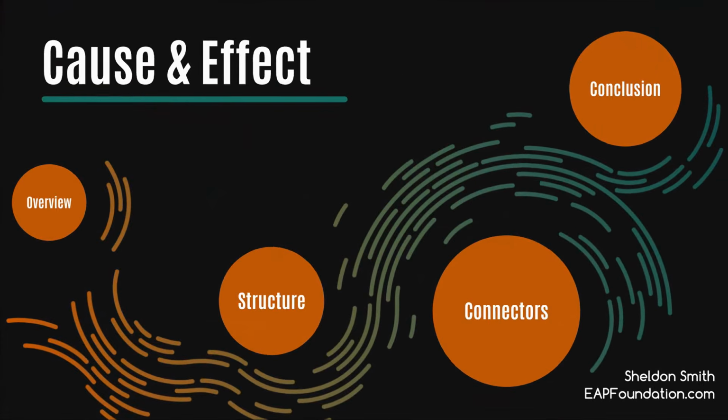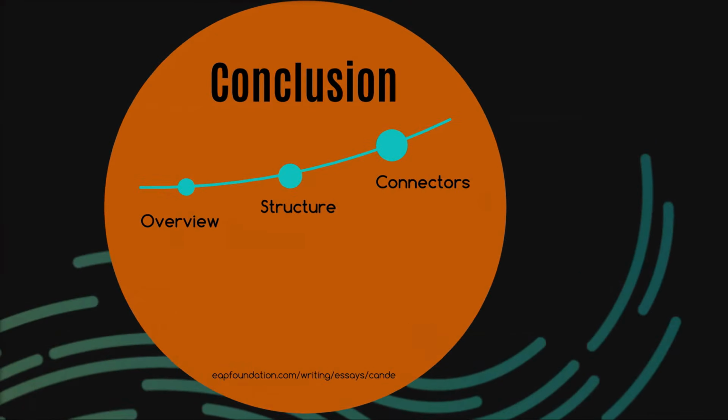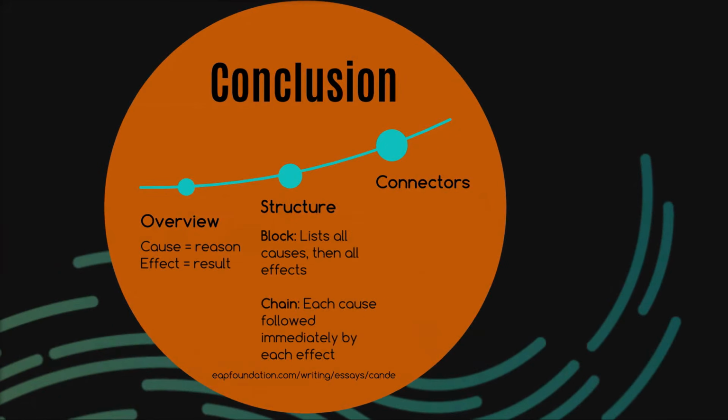So that's cause and effect essays. We've seen what cause and effect essays are. We've seen two ways to structure cause and effect essays, namely block structure and chain structure. And we've seen examples of a few cause and effect connectors.